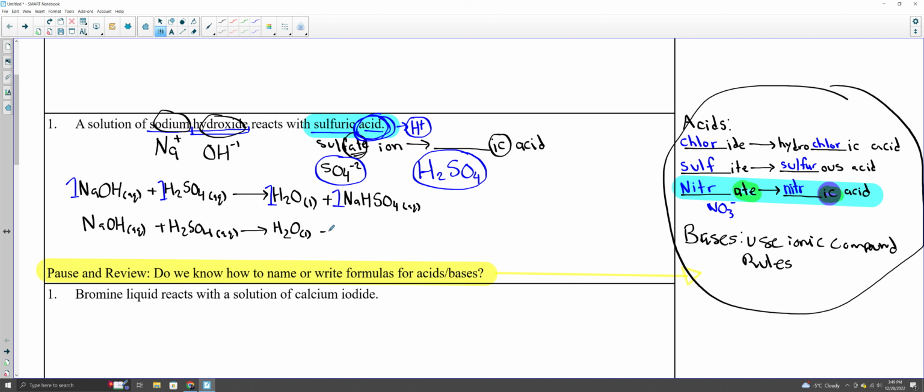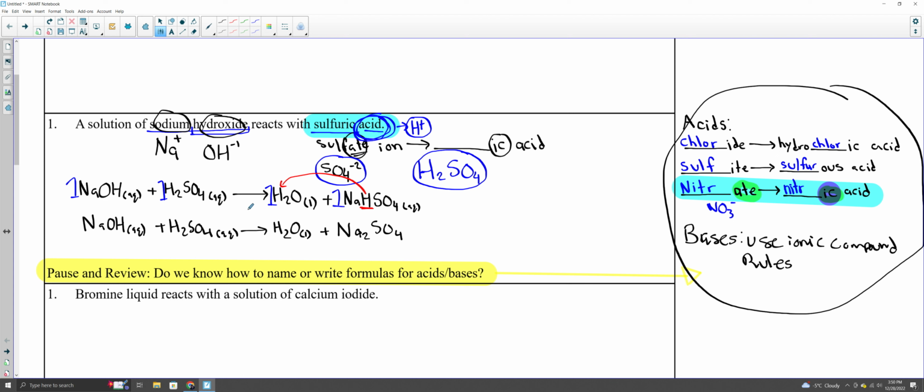And on top of that, though, we're going to have two sodiums swapping for the two hydrogens, because each hydrogen is a +1, each sodium is a +1. So we'll end up with Na2SO4. Notice how basically all of the hydrogens have gone over to the OH to make water. Okay, let's balance this one.